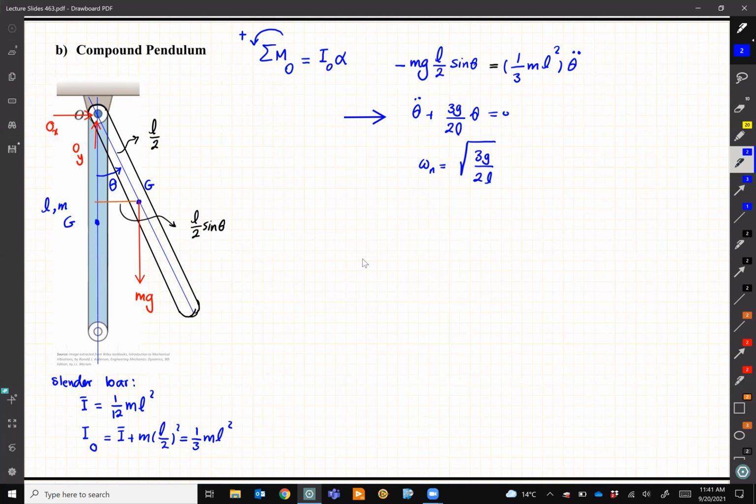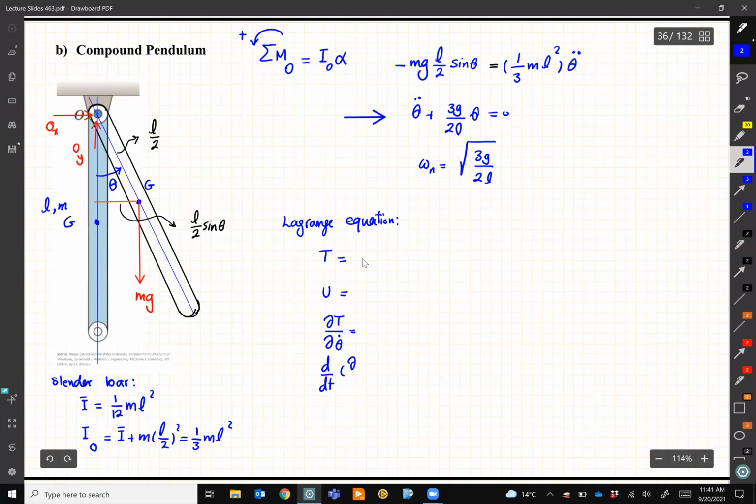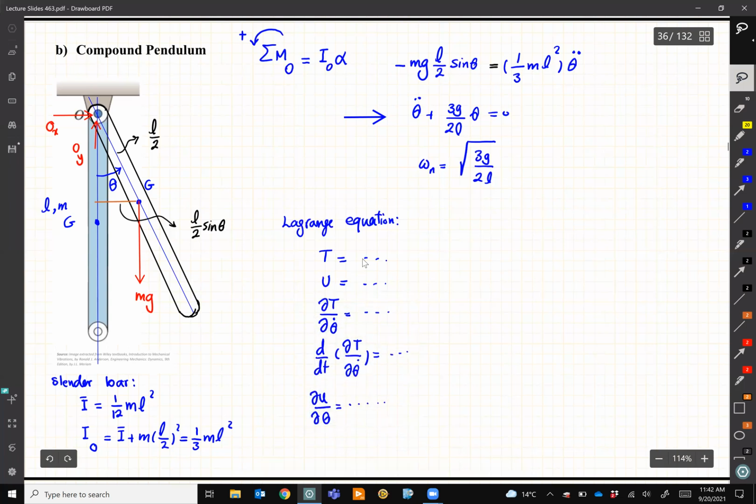Okay. Please try this one on your own with the Lagrange equation as well. You just need to find T, find U, and then take the derivative of T with respect to theta dot, take the derivative of that with respect to time, take the derivative of U with respect to theta, right? And then put all of them together.